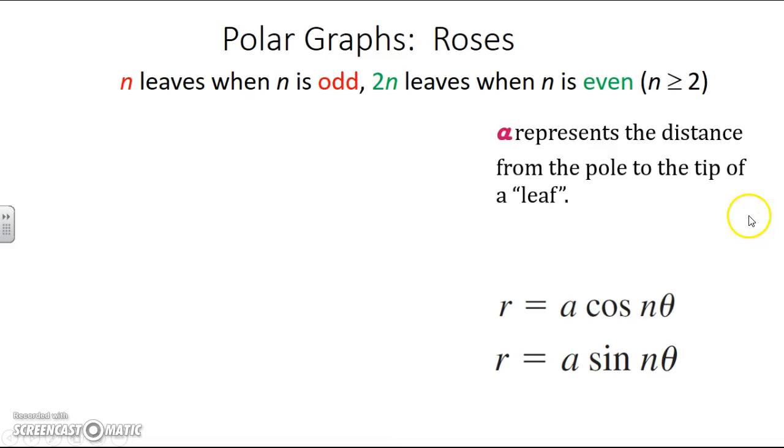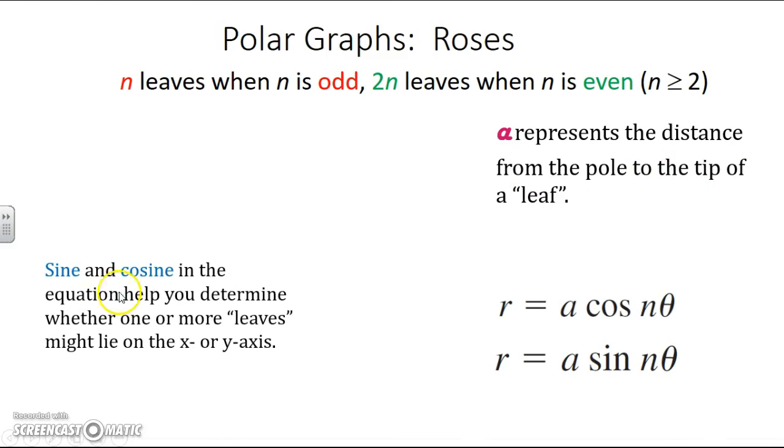So what a represents is the distance from the pole to the tip of one of the leaves on the rose. Sine and cosine play a role that's not as straightforward as the role that it played in limacons. So sine and cosine in the equation help you to determine whether one or more of the leaves might, and might is a big word here, lie on the x and y axis. And the more of these that we graph, the more it will become clear to you what the form of the equation of the rose is going to tell you about whether you intersect the x or y axis.